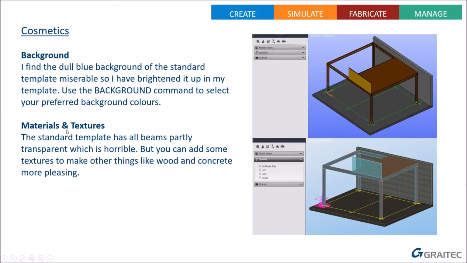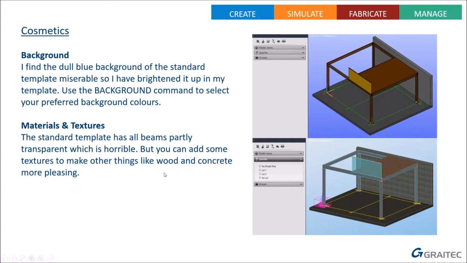You can also set some materials and textures. In the standard template, the beams are slightly transparent. I don't know if you can see in this image. You can just see here that the beams are transparent all the time when using the realistic mode, which is horrible, really. Doesn't work very well. So you can turn that off.